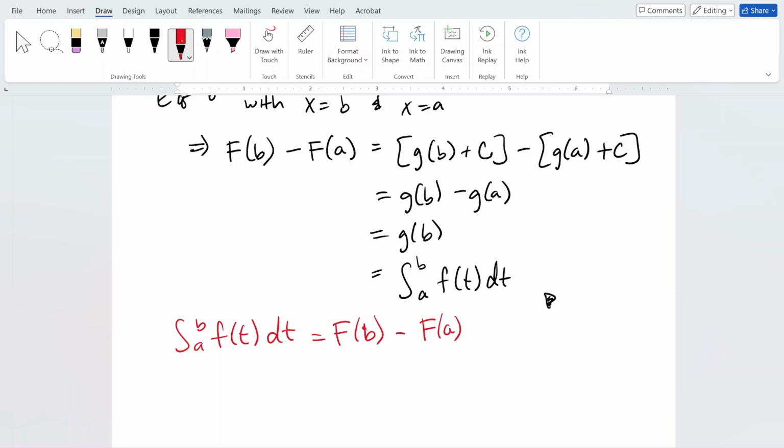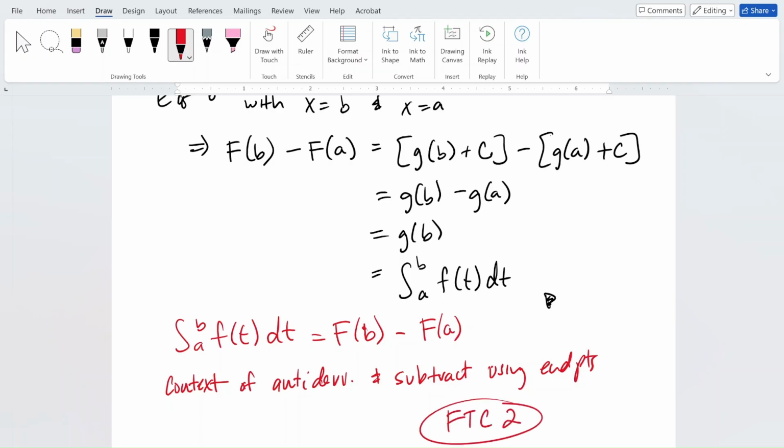notice that I just took the antiderivative of lowercase f and then I'm just plugging in the endpoints b and a and subtracting them. So in the context of your antiderivatives, we can think of it as find your antiderivatives and then we subtract using the endpoints. That's like a quick way of thinking of what the fundamental theorem of calculus part 2 is.